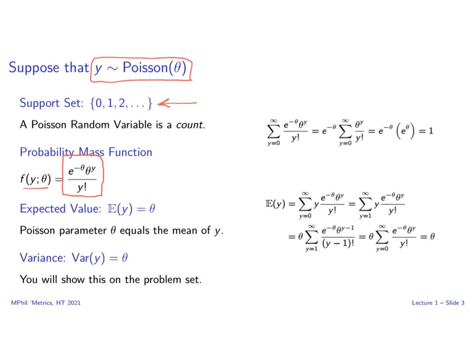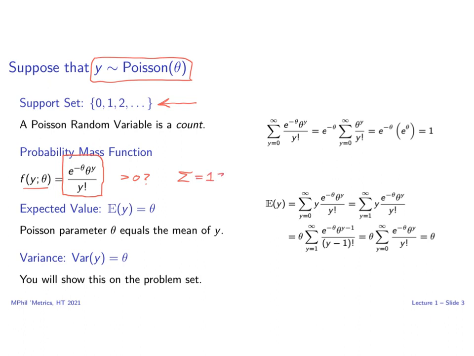Examples of count data include things like how many patents a firm has obtained or the number of people who live in a household. To verify that this equation does in fact give us a valid probability mass function, we need to check first of all that it's strictly positive for every value in the support set of y, and that the probability mass function sums to 1 over this set.